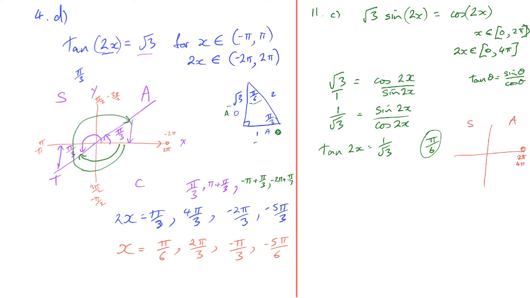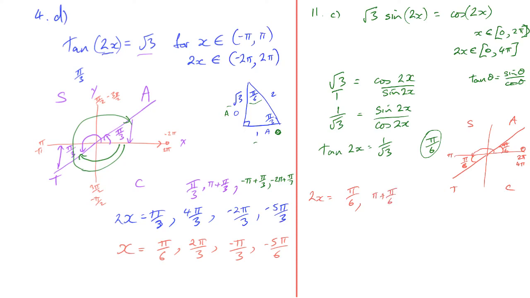All stations to central. Is it positive or negative? It's positive, which tells me that it's in the first quadrant and the third quadrant. So here is pi on 6. Here is also pi on 6. So that means that 2x will equal pi on 6. It will equal pi plus pi on 6.